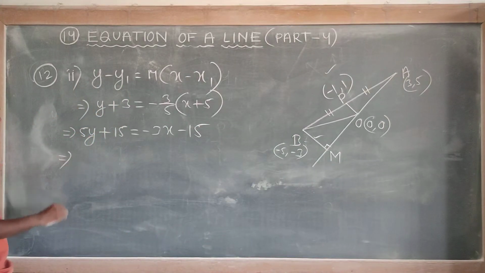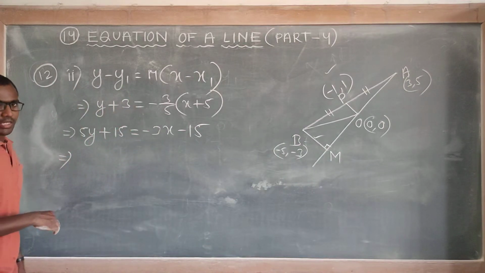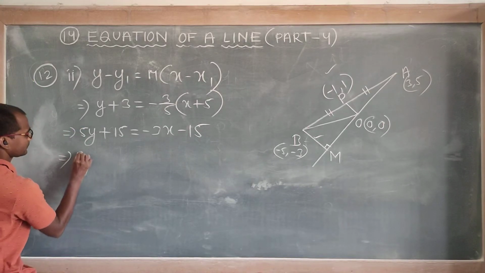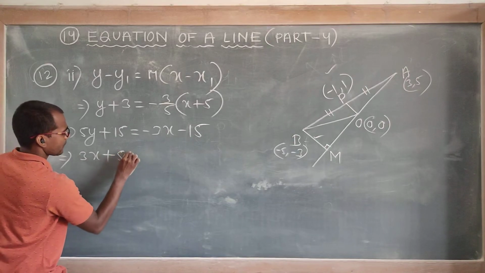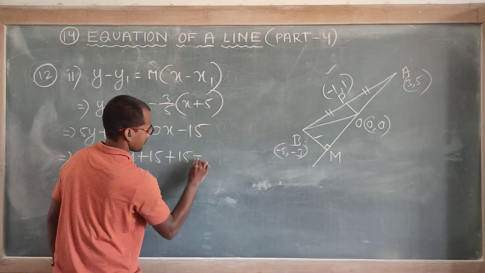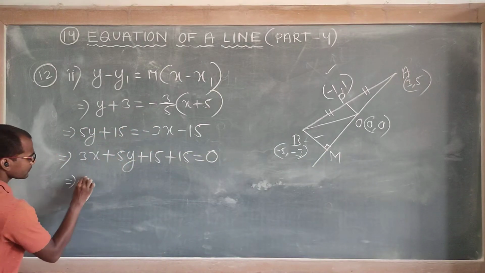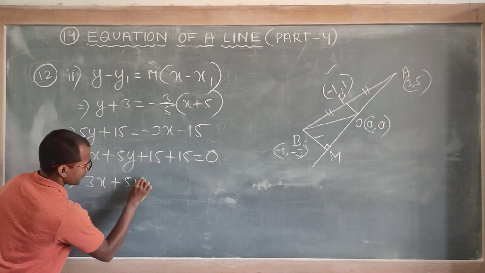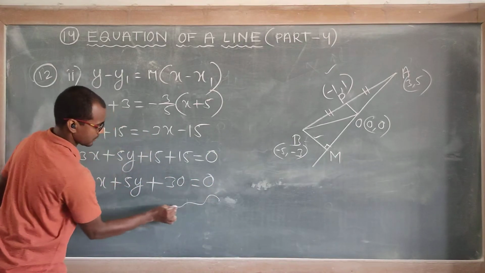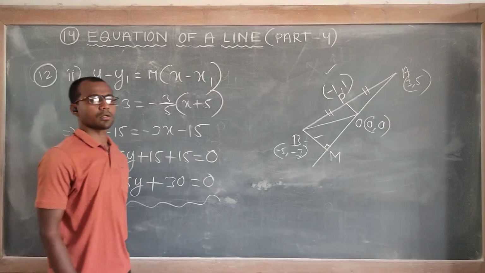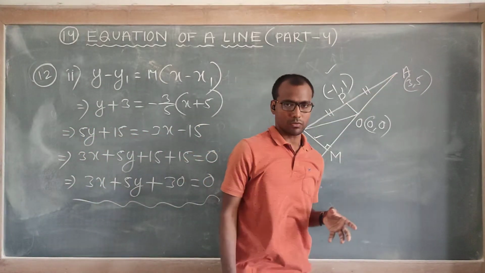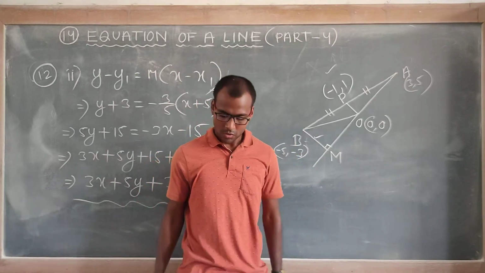So take everything to the left to bring it to the standard form, that is ax plus by plus c equal to 0 form. 3x plus 5y plus 15 plus 15 is 0, 3x plus 5y plus 30 is equal to 0. This is the equation of the altitude of the triangle AOB corresponding to the side AO, or through the vertex B.